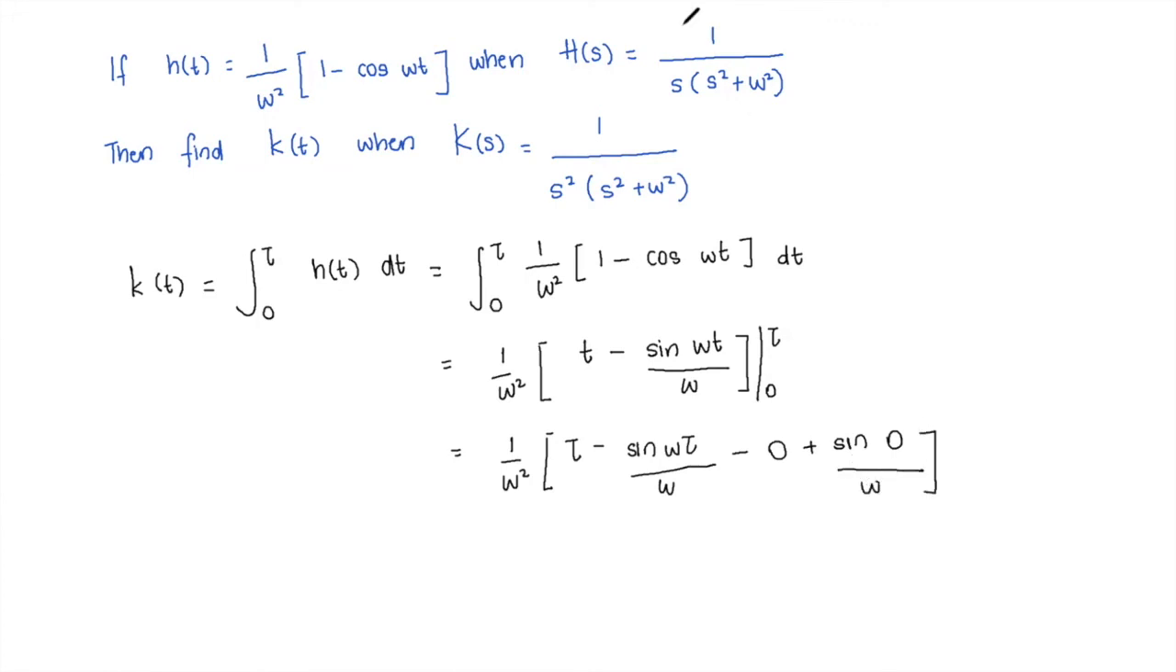Now, let's just try to solve these two components here. They are both equivalent to 0, so let's just get rid of it. So your answer here is tau over omega squared minus sine omega tau over omega cubed.